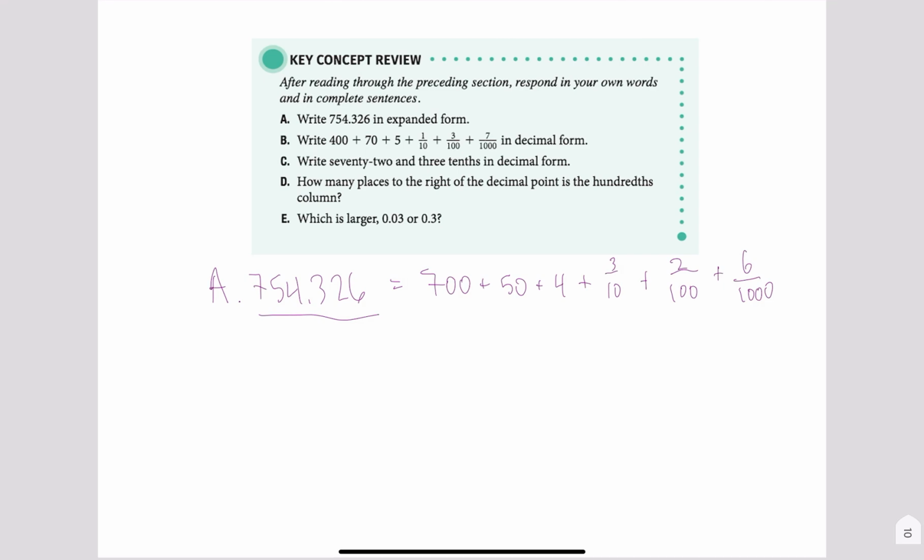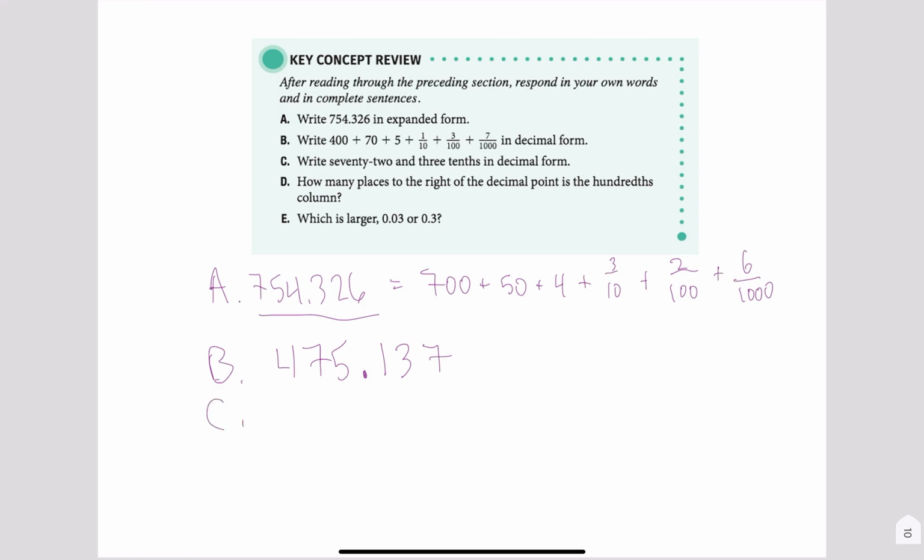All right, now we're going to go kind of backwards. So we're going to go from the expanded form to the decimal form. So write 400 plus 70 plus 5 plus 1/10 plus 3 hundredths plus 7 thousandths in decimal form. So what I'll do is I'll simply write my numbers in order. So I have 475 point, and then I have 1/10, I have 3 hundredths, and I have 7 thousandths. So that is the decimal form.